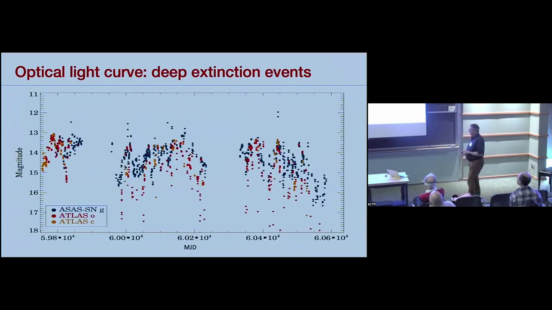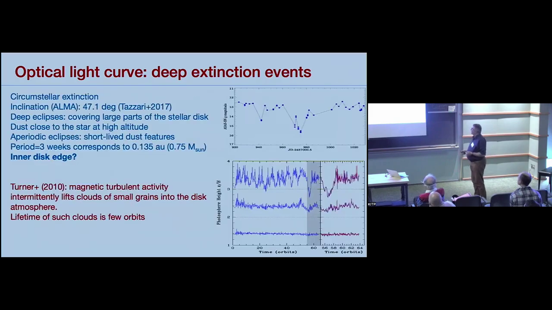But the star can change for another reason also. This is a light curve, and we see here really deep minima. What could it be? Certainly these are not accretion events. These are much more circumstellar extinction. So some dust clouds just pass in front of the star, which is interesting because according to ALMA, the inclination is about intermediate, 47 degrees.